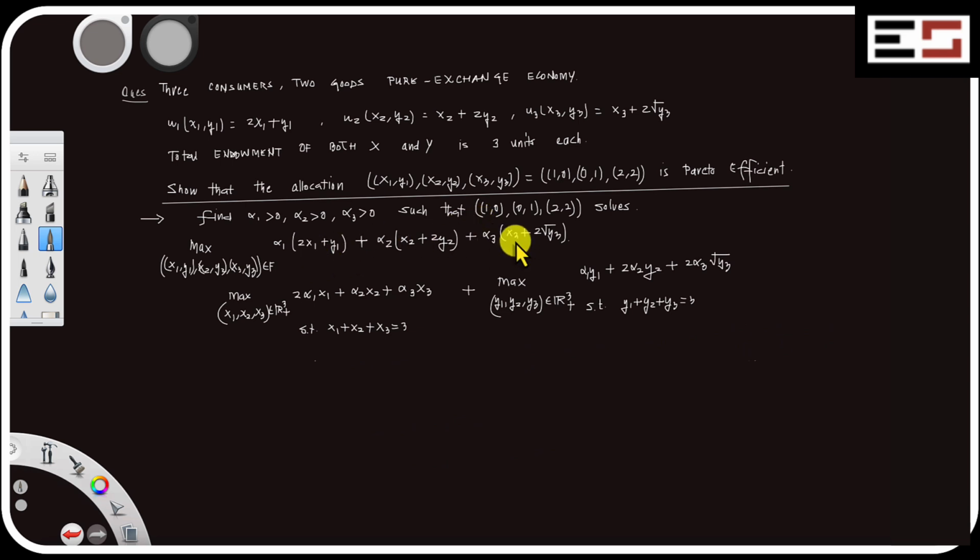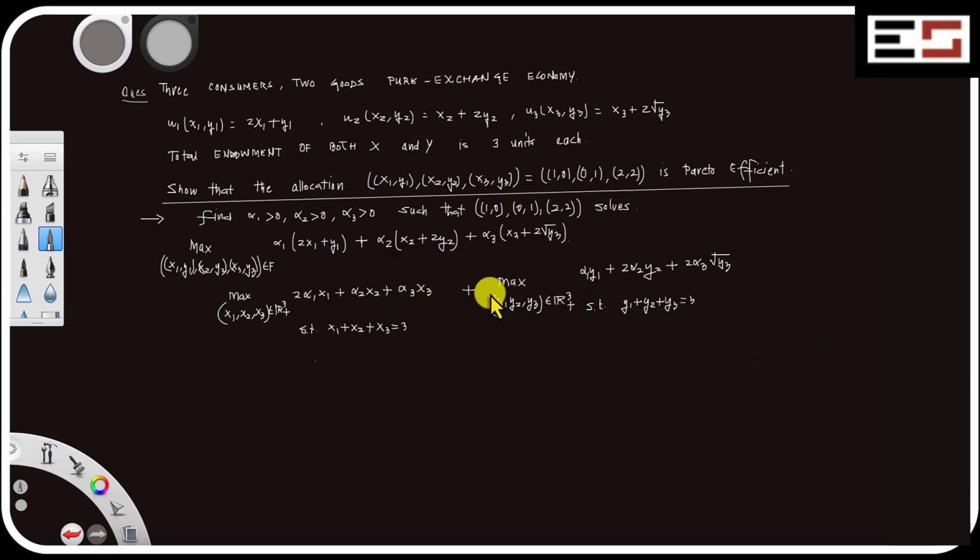So this particular problem, the way we are going to approach and solve this is basically we can split it into two problems, because this is separable, in the sense that we can write x's separately and y's separately, and we can write it as a sum of two problems. One is that we are choosing x1 x2 x3, subject to the constraint that x1 plus x2 plus x3 is 3. We are choosing x1 x2 x3 in such a way that we are maximizing 2 alpha 1 x1 plus alpha 2 x2 plus alpha 3 x3.